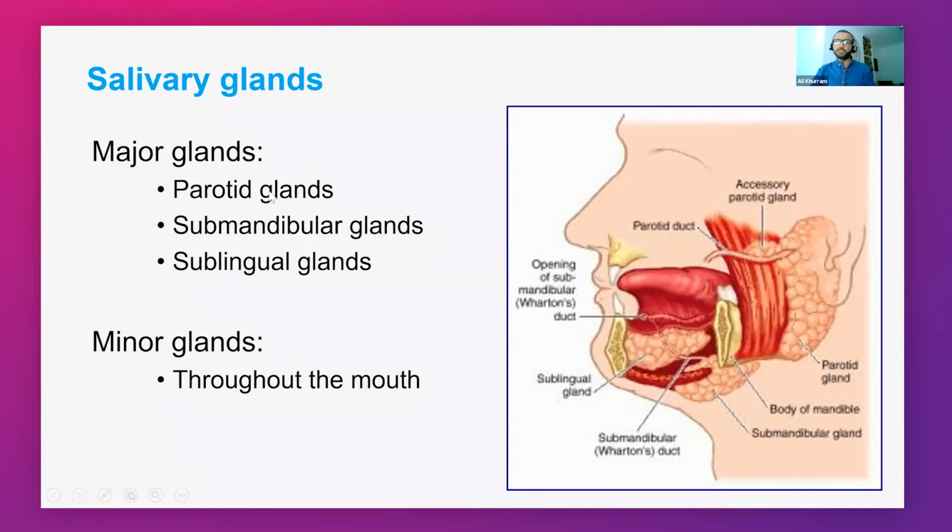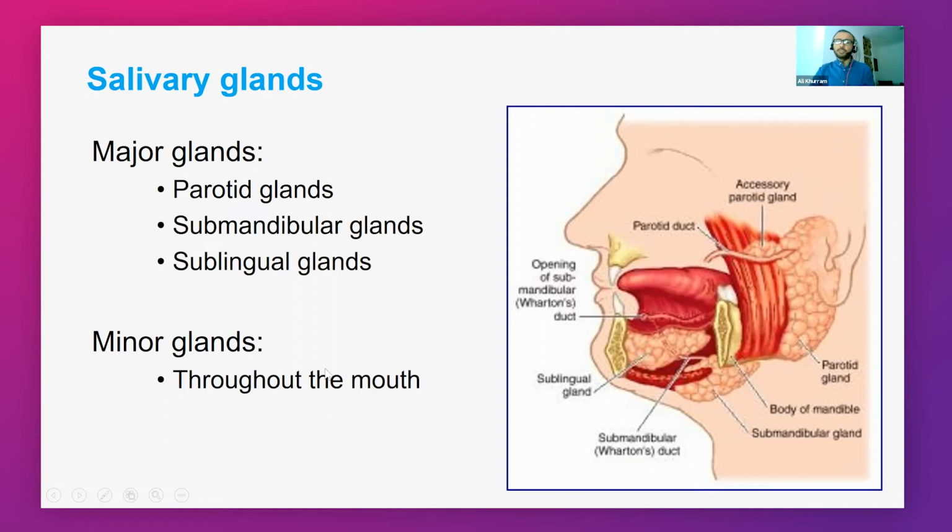So the biggest one is the parotid gland, which is just in front of your ear. And the next largest is the submandibular gland, which is just under the jaw in the neck. And the third one is the sublingual gland, and that's just under the tongue in the floor of your mouth.